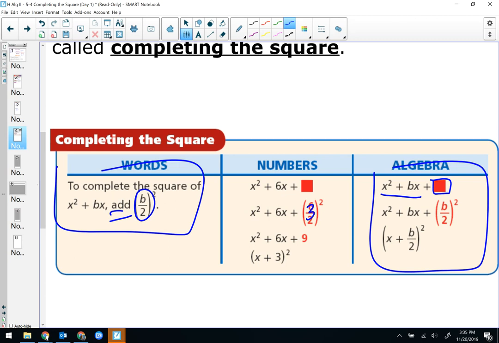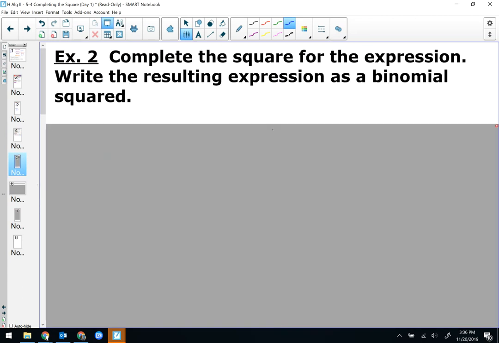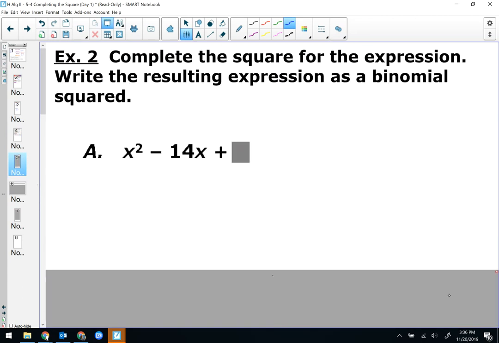Right? Now, what does that mean? Watch what happens. This guy goes right into there. Okay, that always happens. This b over 2 thing always goes right there. Always and every time. So let's see how this works. Let's practice it a little bit. Again, we're crawling before we walk. What fills in this blank?